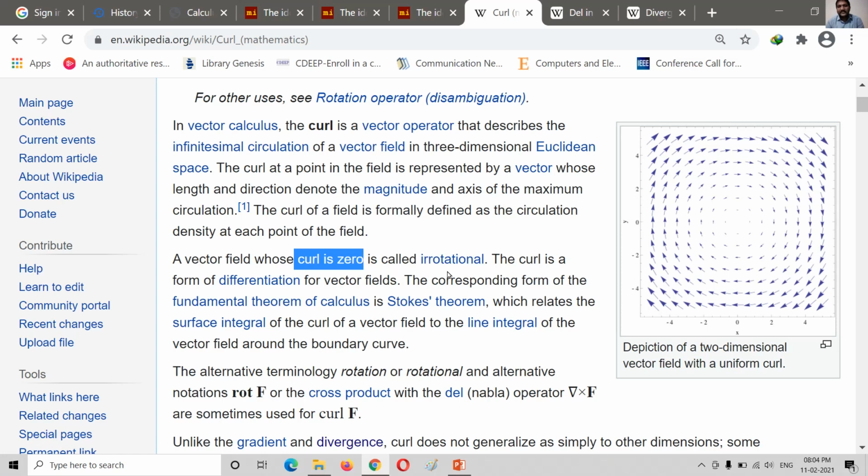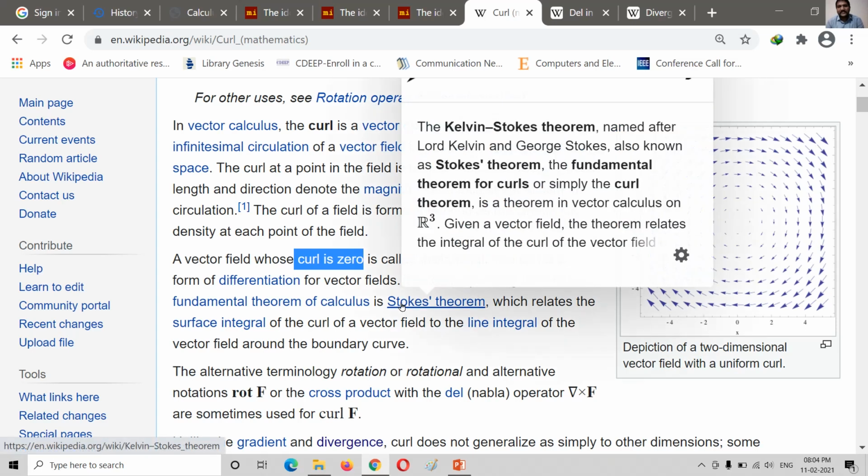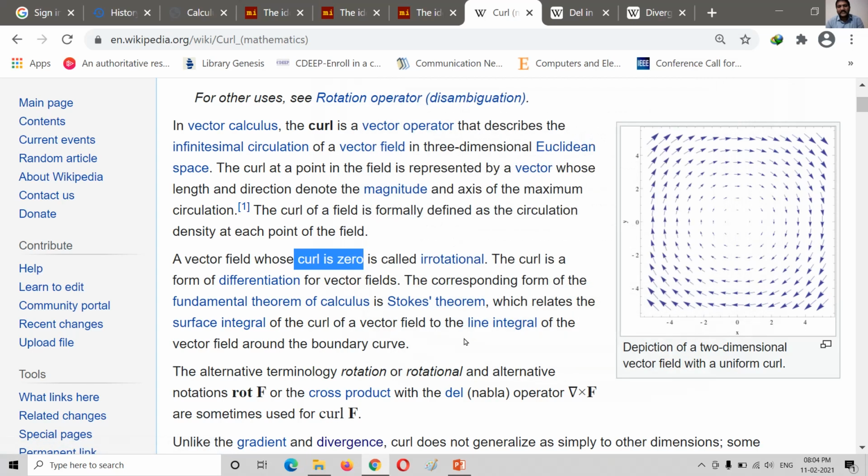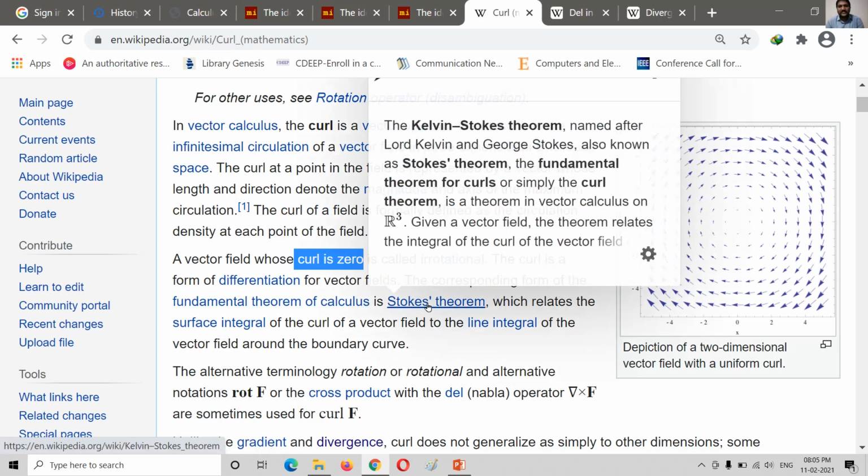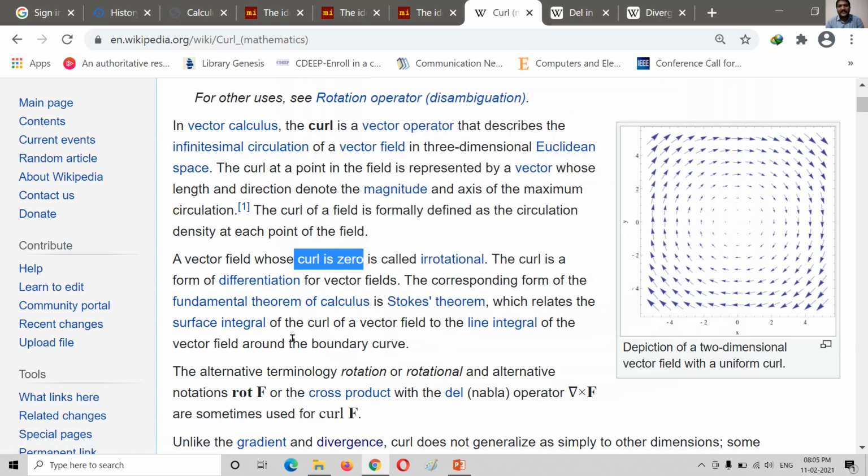At the same time, the curl has an importance in the theorem known as Stokes theorem. In the upcoming lecture we are going to see Stokes theorem in detail, but at the same time curl is going to be used to relate the line integral to the surface integral. So it is nothing but Stokes theorem, which relates the surface integral of the curl of a vector field to the line integral of the vector field around the boundary curve.